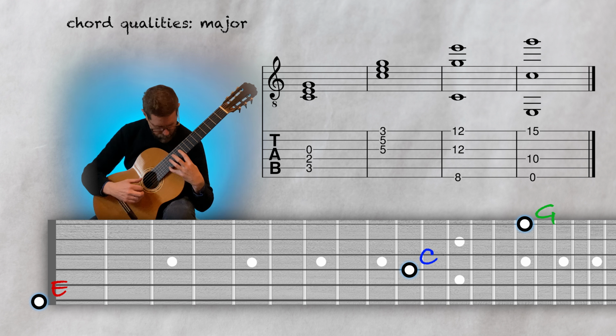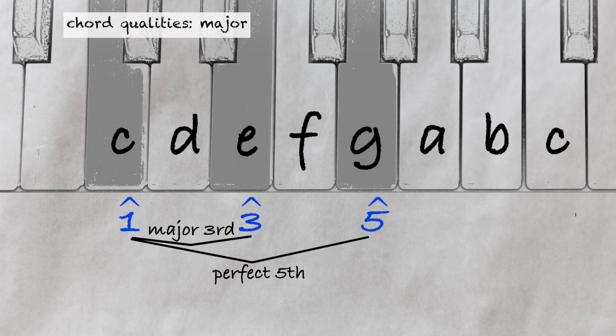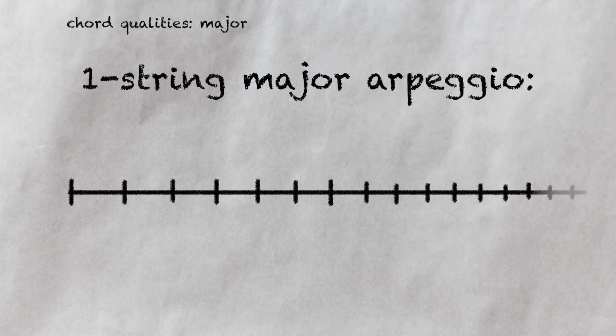So the name alone doesn't tell us everything about the sound. Looking at the intervals, we find a major third between the root and third, a perfect fifth between the root and the fifth, and then a minor third between the third and the fifth. Let's look at single string major triad arpeggios to most easily visualize the intervals on guitar.